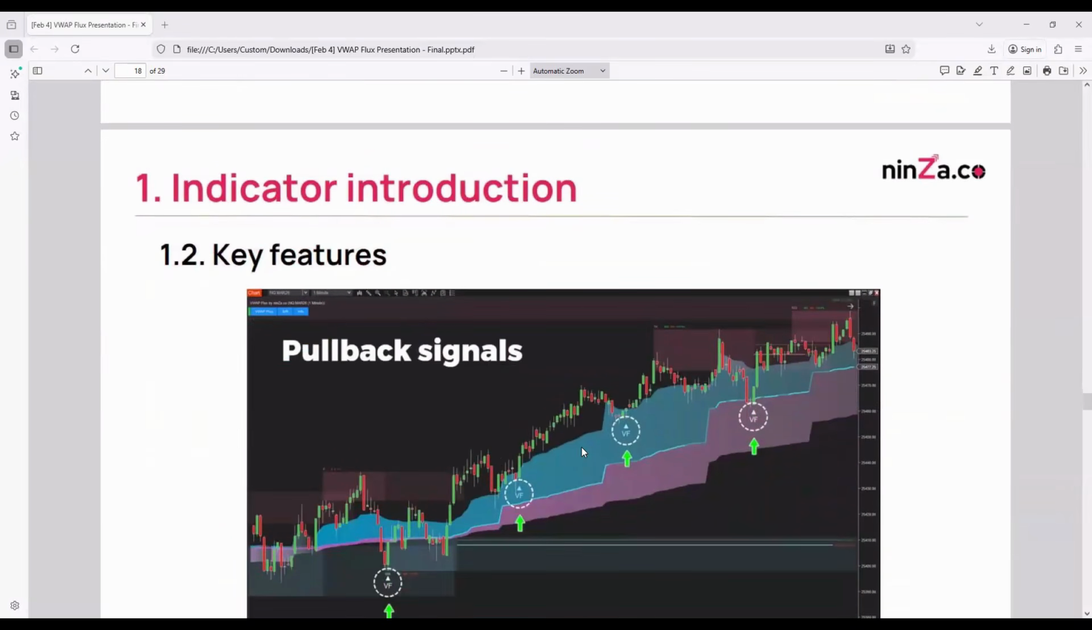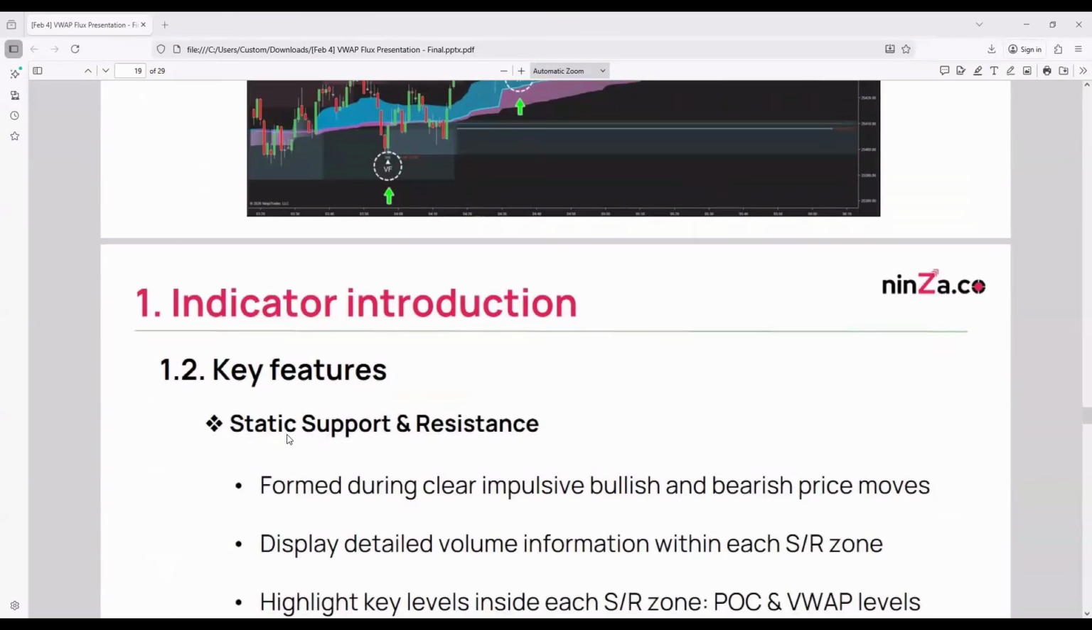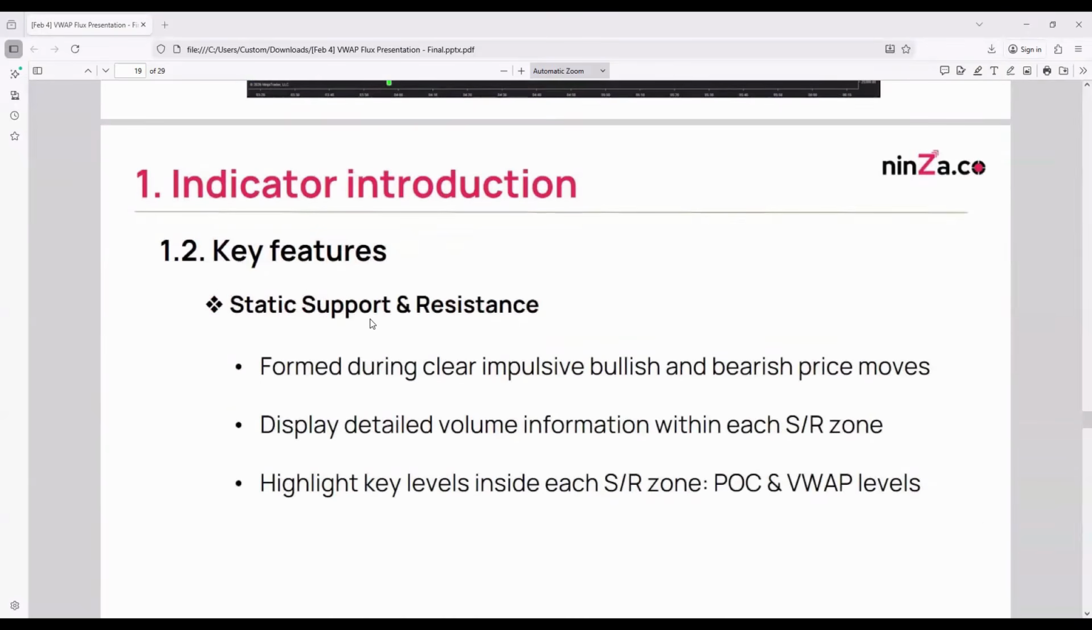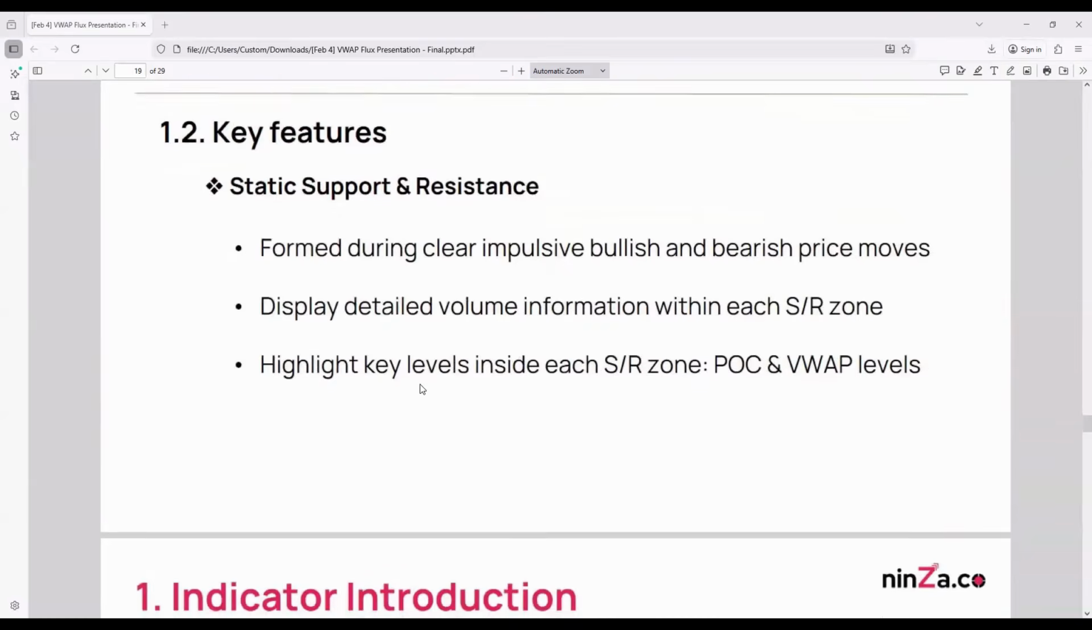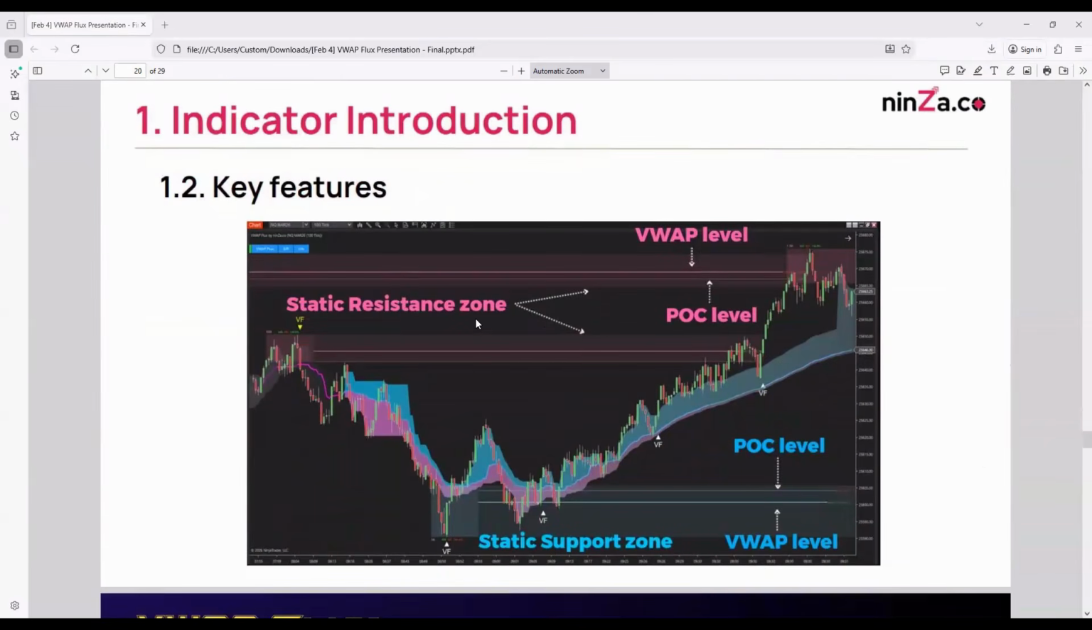The entries are pullback entries. We will take a look at some more entries in a couple of minutes. I like the pullbacks. Basically, it looks for a pullback into the bands toward the central line, and then reversing for a long signal. Okay, so it looks for impulses, bearish or bullish, for the signals. Maybe we'll take a look at some live charts again.